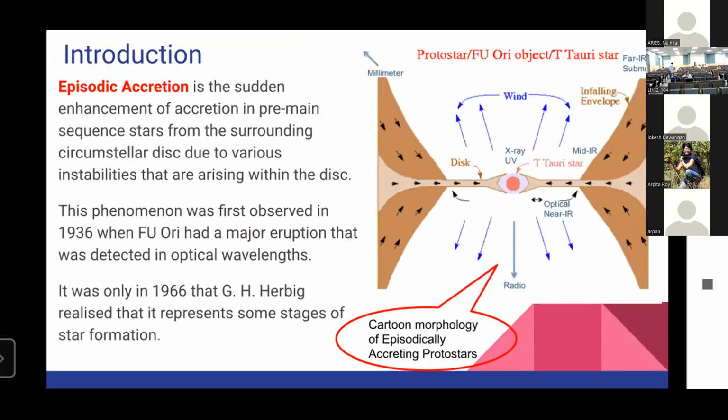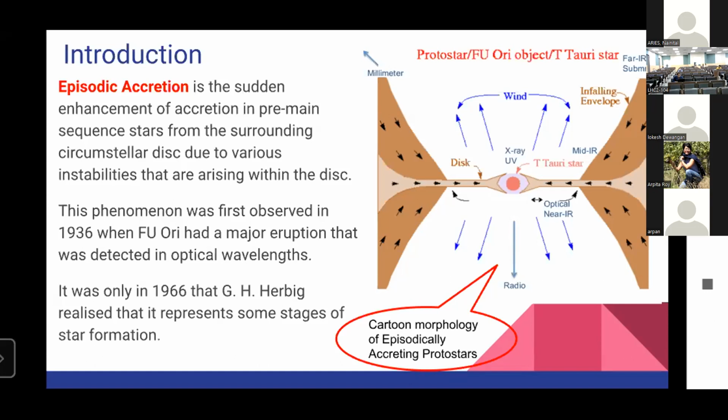Episodic accretion is the sudden enhancement of the accretion rate in pre-main sequence low mass young stars from the circumstellar disk. It arises because of various instabilities in the disk. This phenomenon was first observed in 1936, when the first prototype of this category of sources, FU Ori, had a major eruption of around 6 magnitudes in the V band. It was only in 1966 that G. H. Herbig first realized that it represents one of the important stages of low mass star formation.